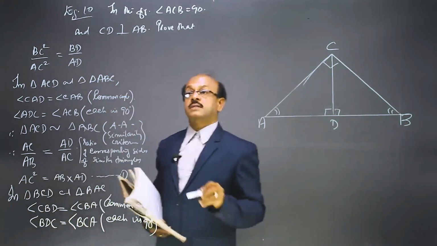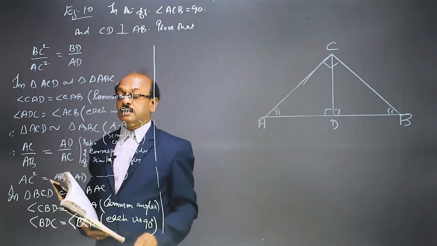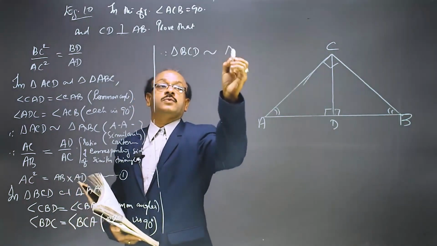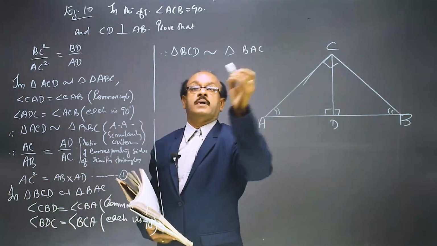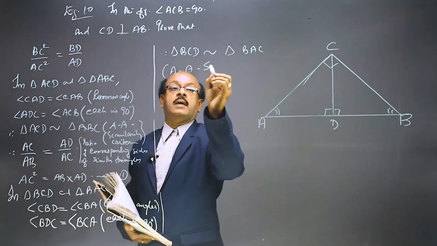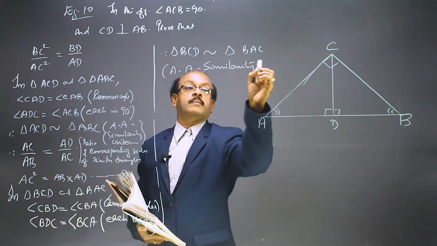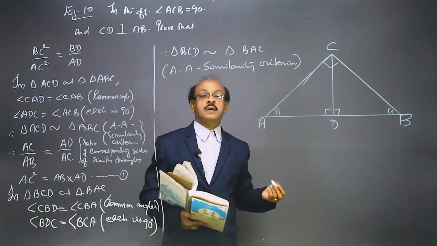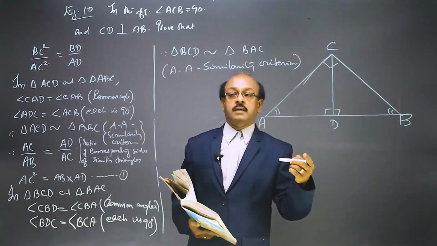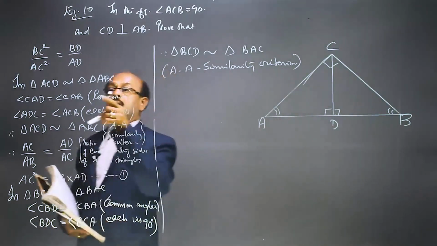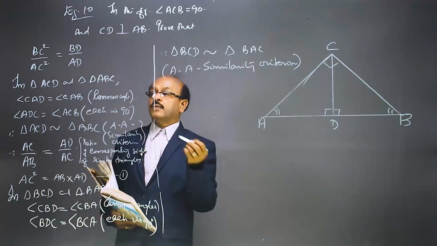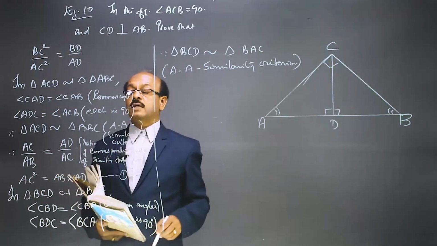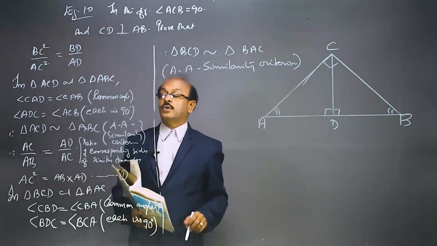Therefore, the two triangles are similar. We are getting the result that triangle BCD and triangle BAC are similar. Reason: AA similarity criterion. The same criterion was used for triangle ACD and triangle ABC. By taking the ratio of the corresponding sides, we got one relation, AC square is equal to AB into AD.